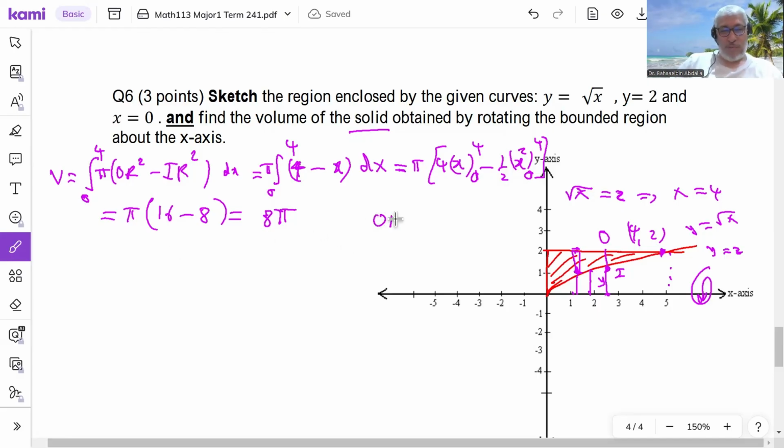Or if you want, you can use a horizontal rectangle. So allow me to erase this.